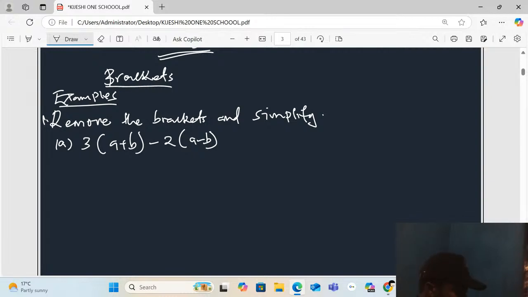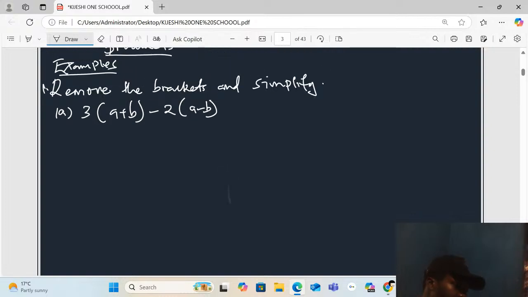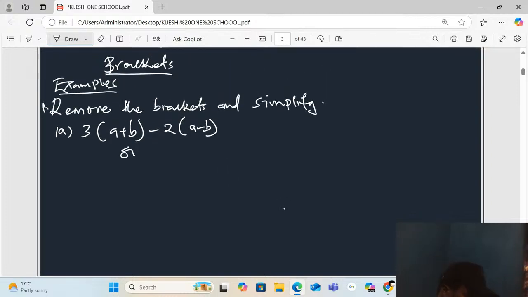That is simple. All you have to do is open the brackets and collect like terms together. So let us look at the solution. Just open up the brackets and collect like terms. So 3 times a, that is 3a, plus 3b minus 2a plus 2b. That's simple. Now collecting like terms together, 3a minus 2a, then you add plus 3b plus 2b.